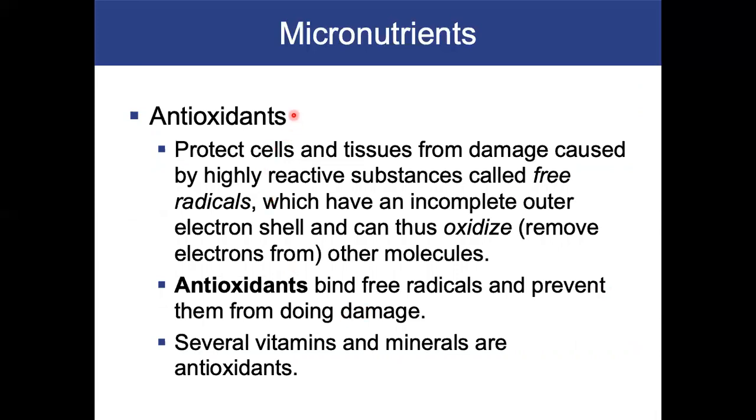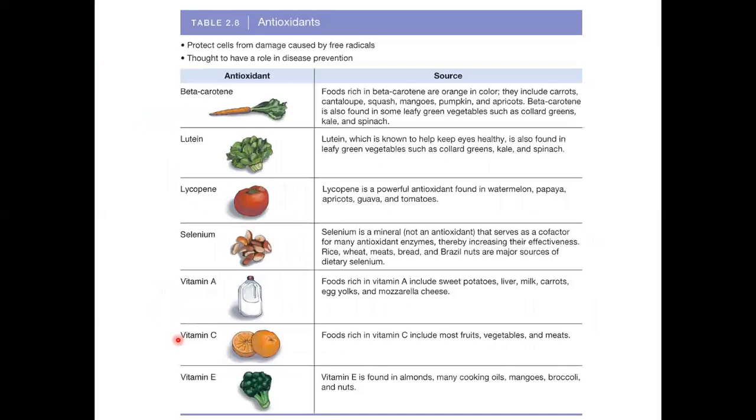Antioxidants bind free radicals. When you do chemical reactions in your body, sometimes electrons get knocked out of orbit and they become free radicals, bouncing around unattached to anything. Antioxidants actually bind the free radicals and prevent them from doing damage. Vitamins and minerals are antioxidants. You know these: beta carotene in carrots, lutein in spinach and kale, lycopene in tomatoes. A lot of the time this comes from the skin of your fruits and veggies, so you want to eat a rainbow of colors so that you get enough antioxidants.